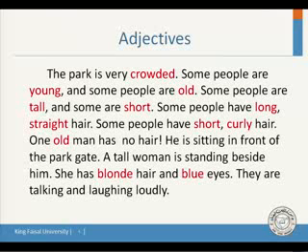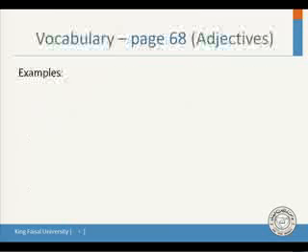Some people are tall and some people are short. Two adjectives. Okay? Now, the other adjectives, as you can see on the screen, are highlighted in red. We have long straight hair, short curly hair, old man, blonde hair, and blue eyes.